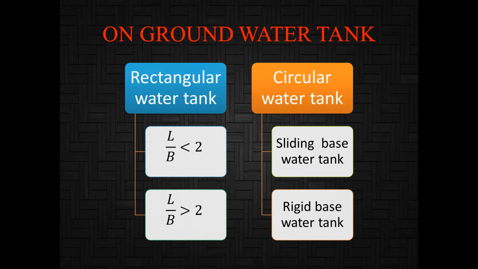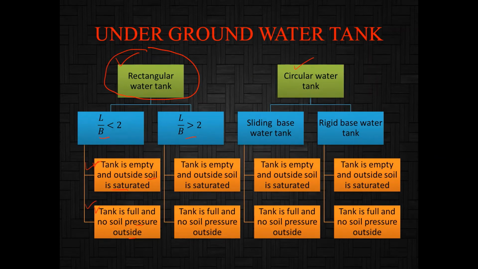Whether the L by B ratio is less than 2 or greater than 2, it doesn't matter because both methods are the same. If L by B is greater than 2, what happens? If L by B is less than 2, what happens? Okay, so let's start.